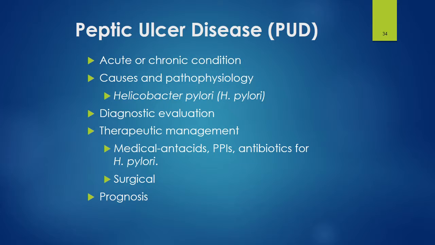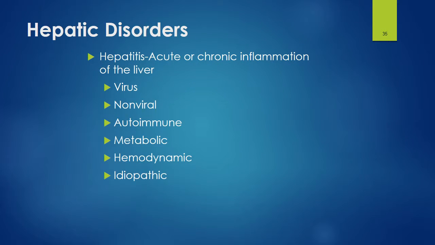The long-term prognosis for PUD is variable. Many are successfully treated with medical therapy, and some do recur. Hepatitis is an acute or chronic inflammation of the liver. It can be viral, non-viral, autoimmune, metabolic, hemodynamic, or idiopathic.